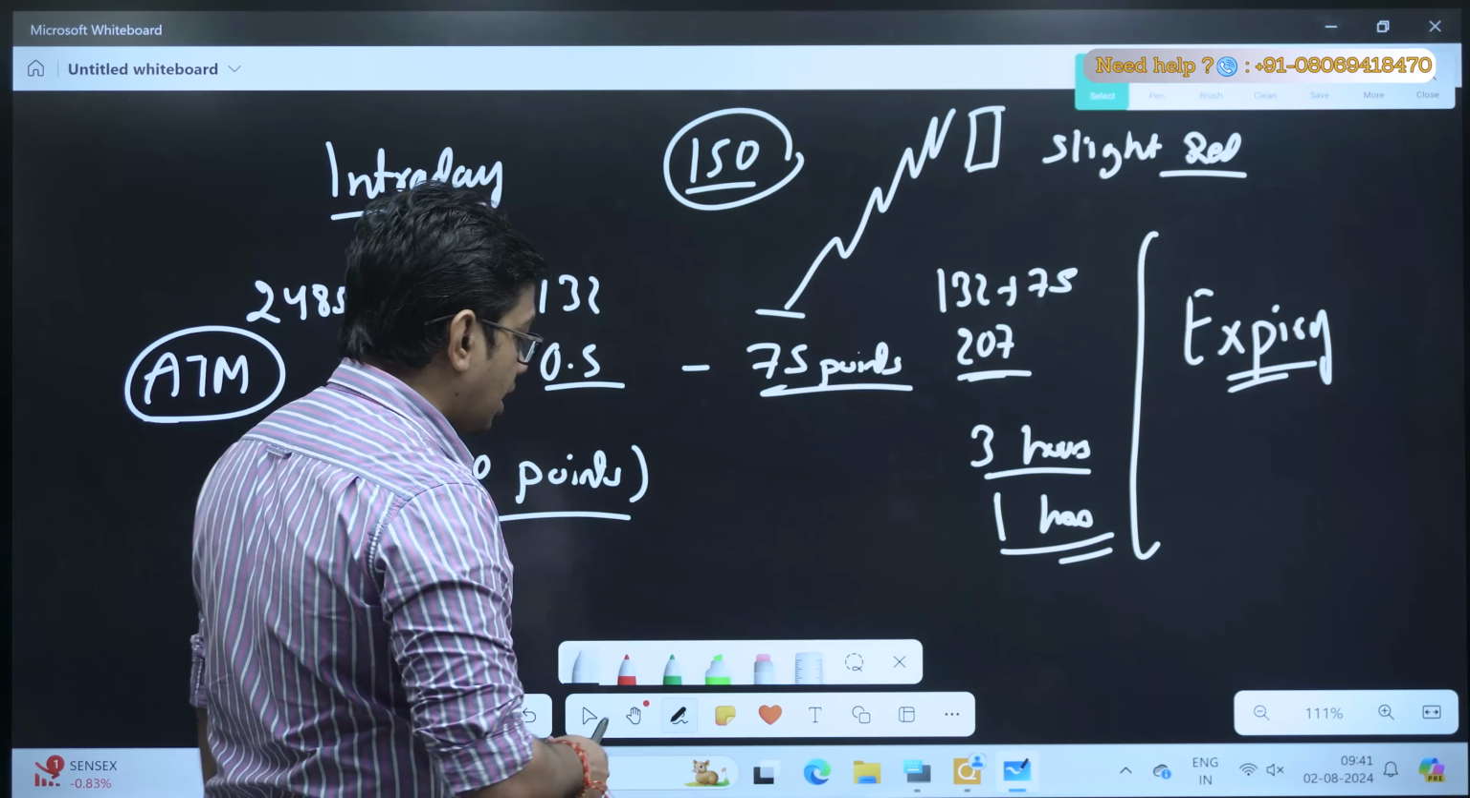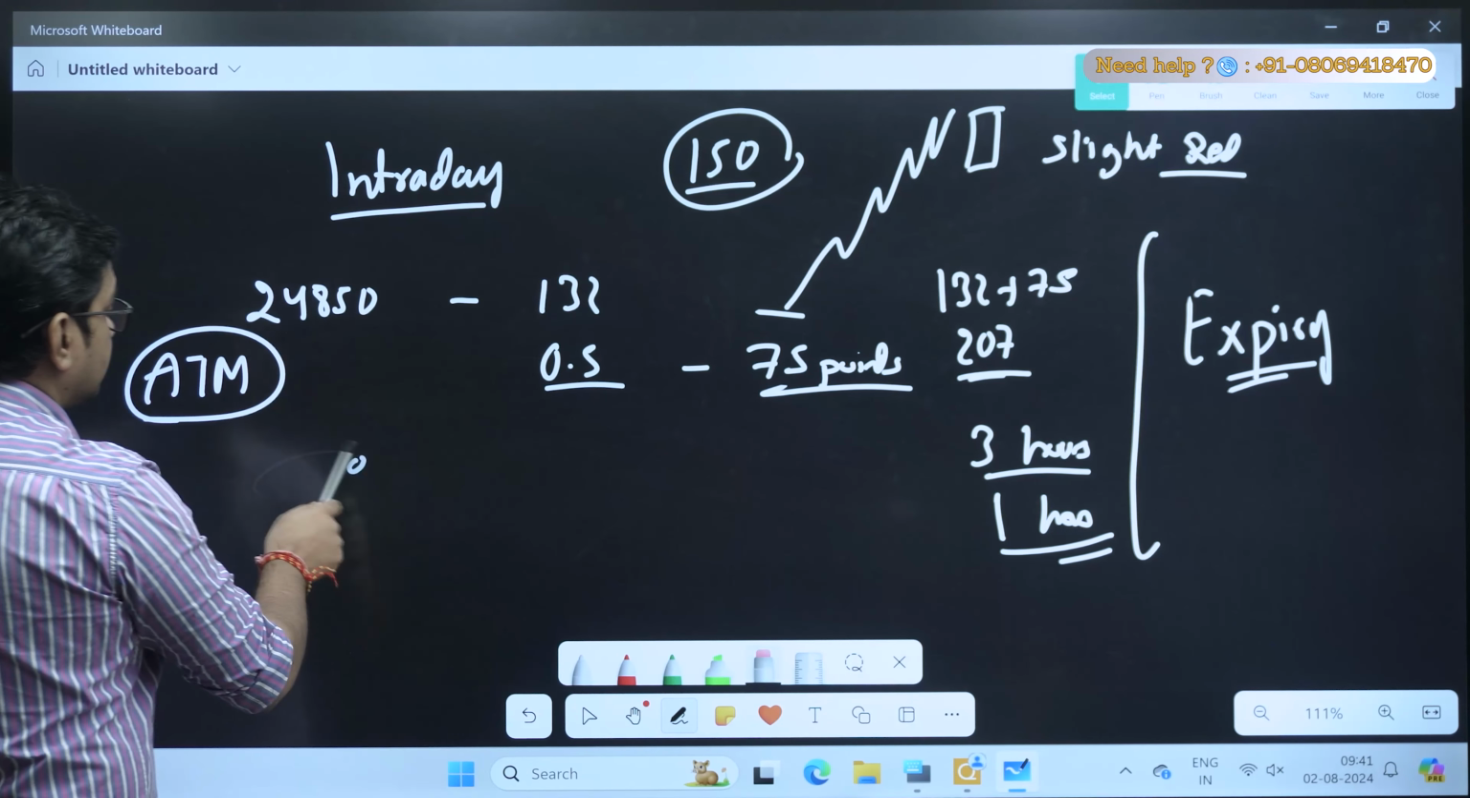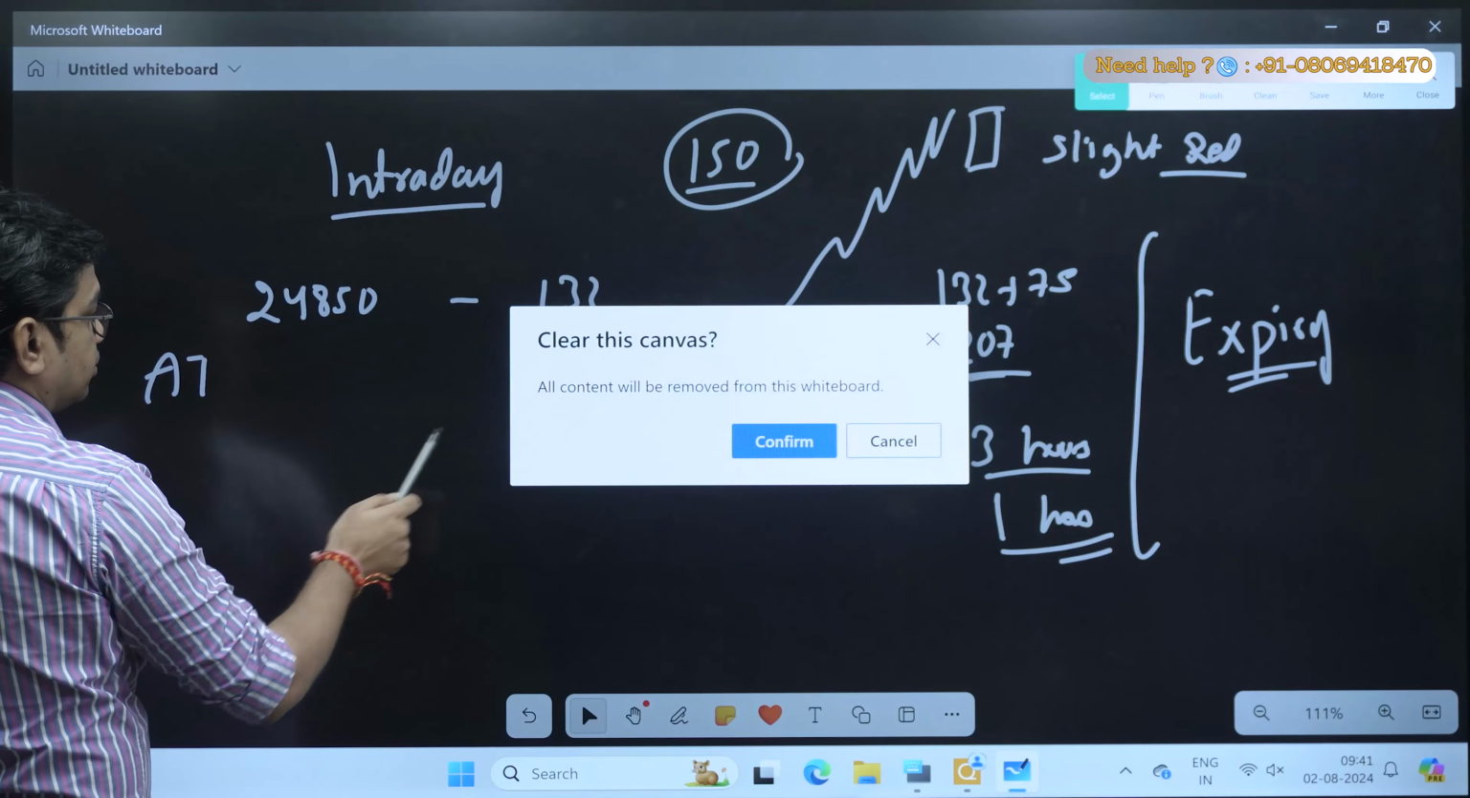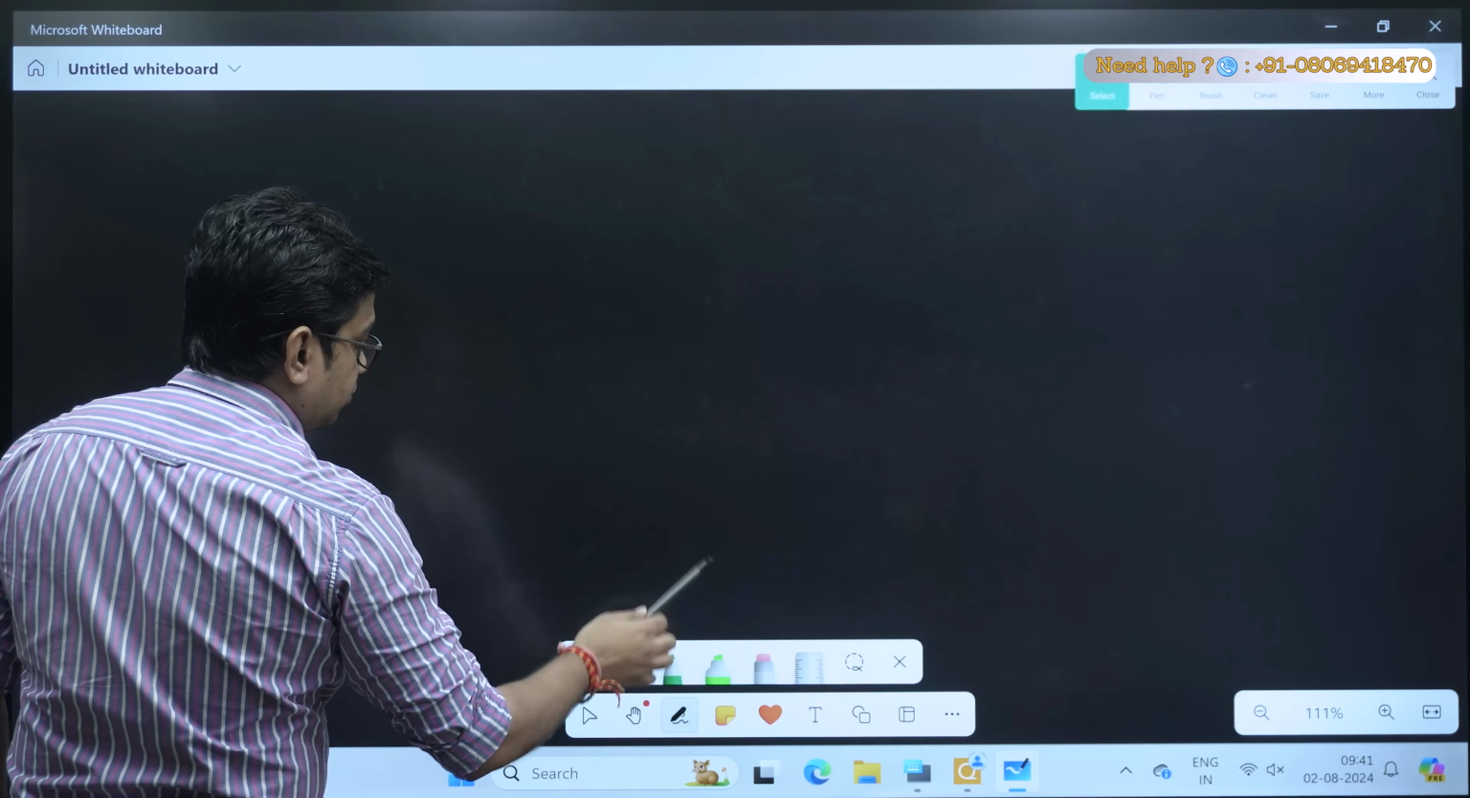Now I want to go for positional trading. I will go for positional trading.